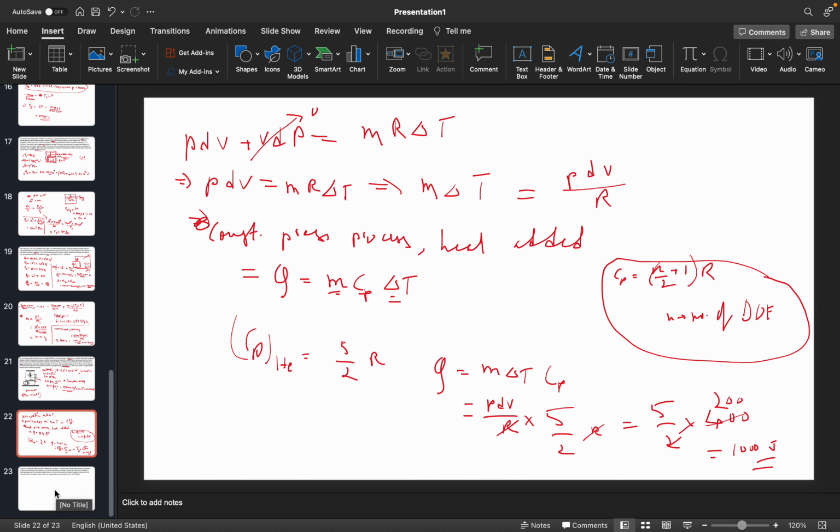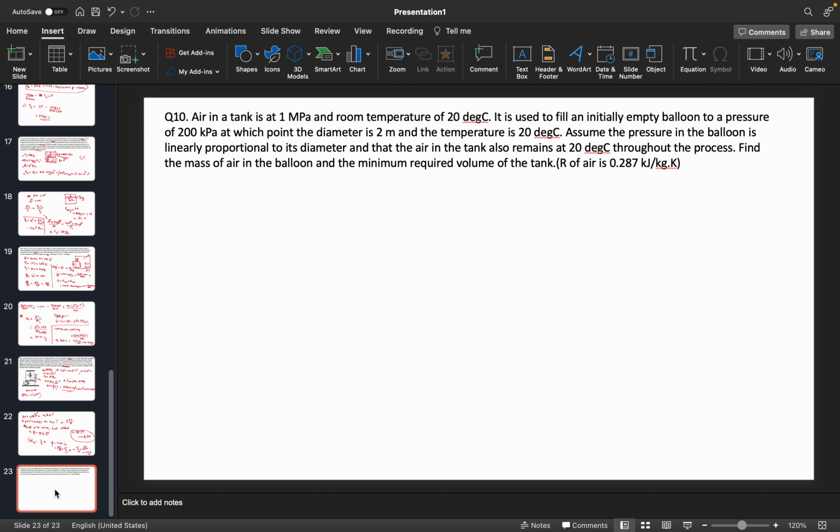Okay, let us come to the final question of today's session. Here the question is given: air in a tank is at 1 megapascal and the room temperature.